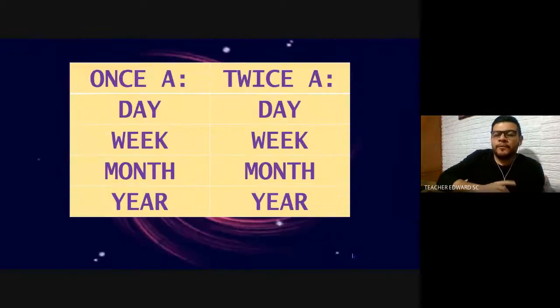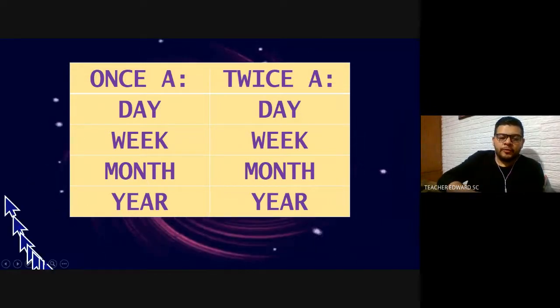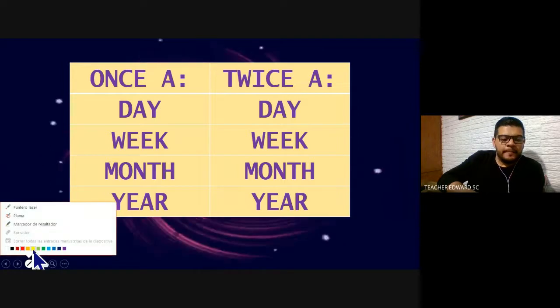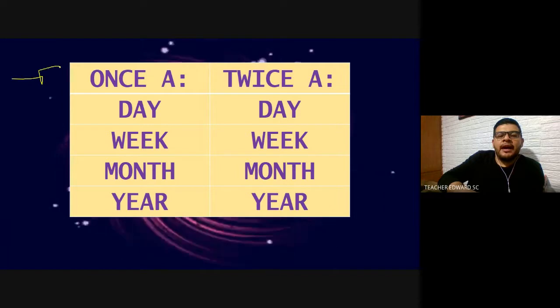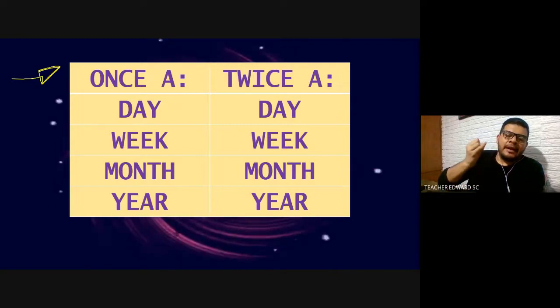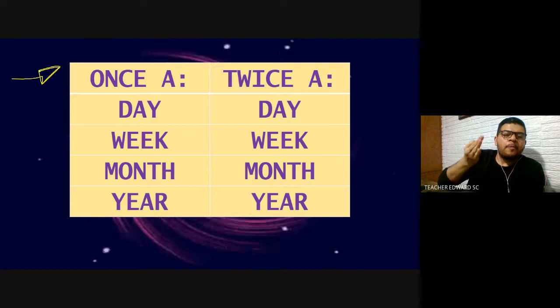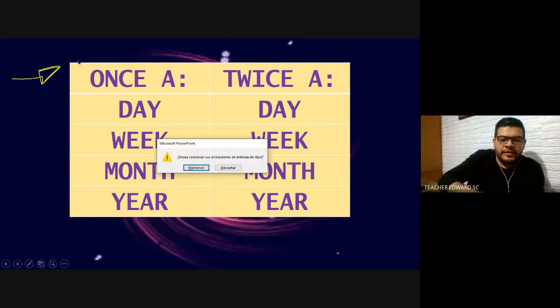If you want to be very specific, we can use these words to specify the frequency of our actions. For example, here I have once. So I can say once a day, once a week, once a month, once a year. Let me show you some examples so that you can understand this.